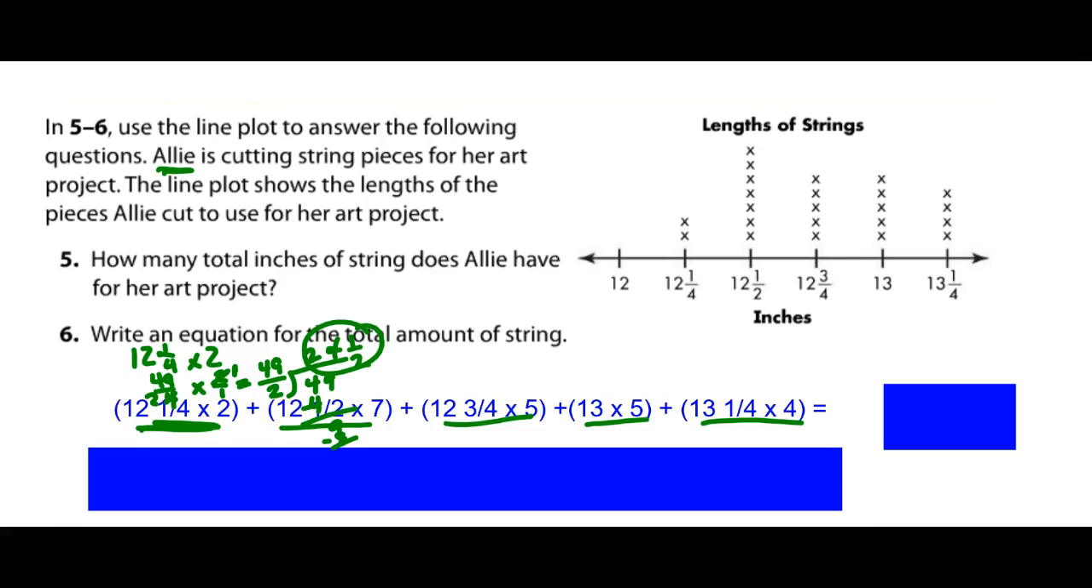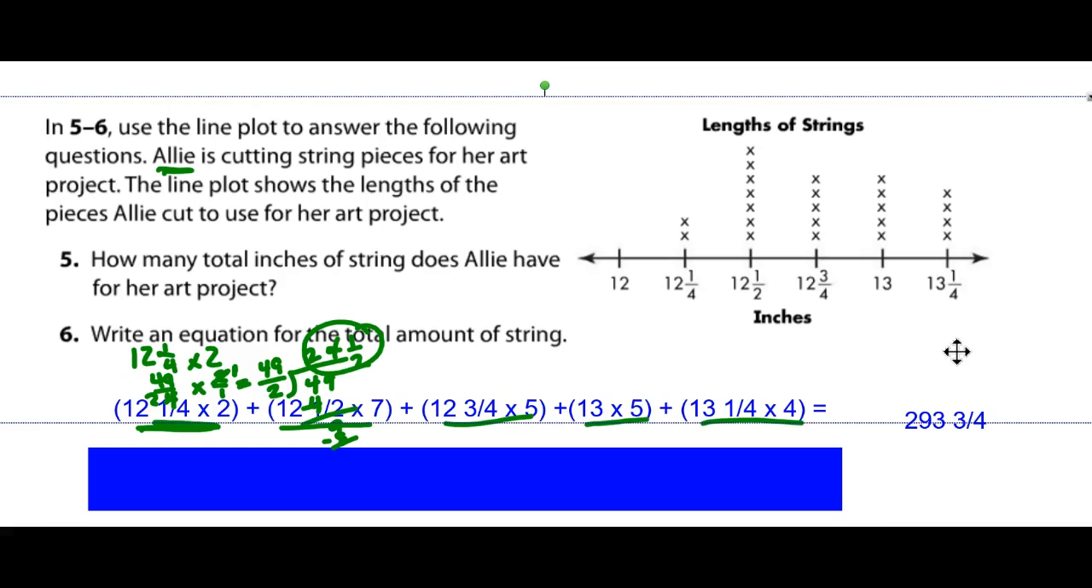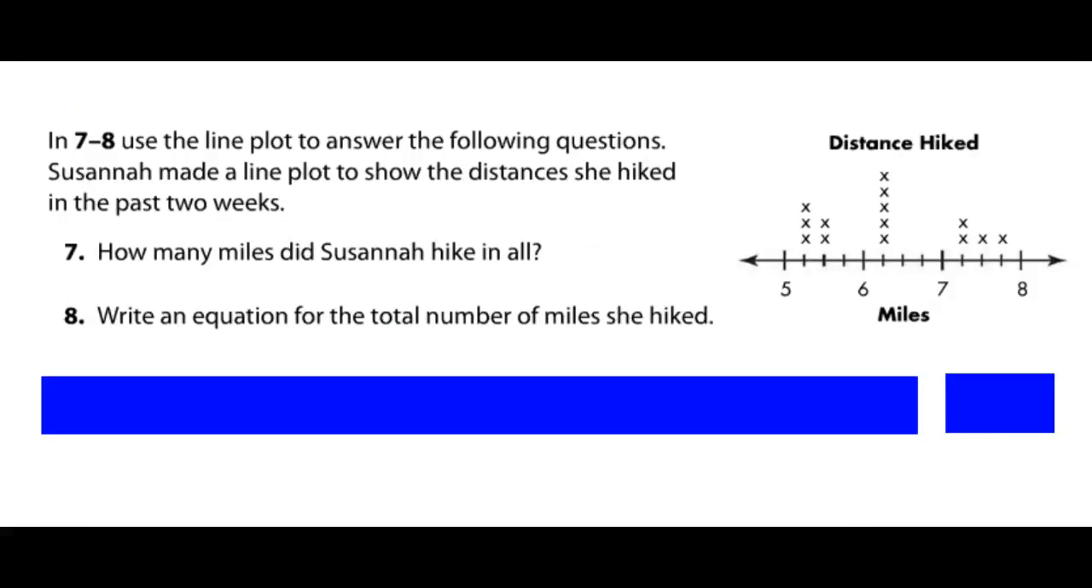But I just want to show you, here's what the grand total would be. Okay, so when we do all this multiplication and then we add them all together, our grand total would be 293 3/4 inches of string for her project. So Allie's going to be busy for a while because that's a lot of string. Okay, let's look at another example.